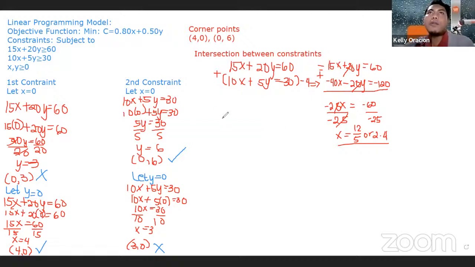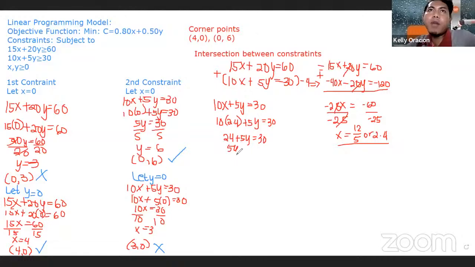So para makita natin yung y, kayo na magpili anong equation yung gagamitin ninyo para ma-solve si y, no? So I will use the second equation. Akin, pinili ko yung second equation. Substitute 10x. Our x is 2.4. Plus 5y is equal to 30. So 10 times 2.4 is 24. Again, 24 ito, plus 5y equals 30.